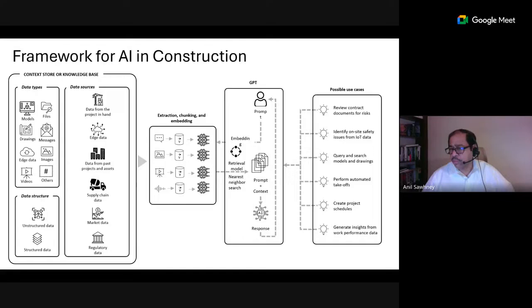So you can use this for anything. These are some possible use cases for this application, generally in construction, but you can apply it to sustainability also.